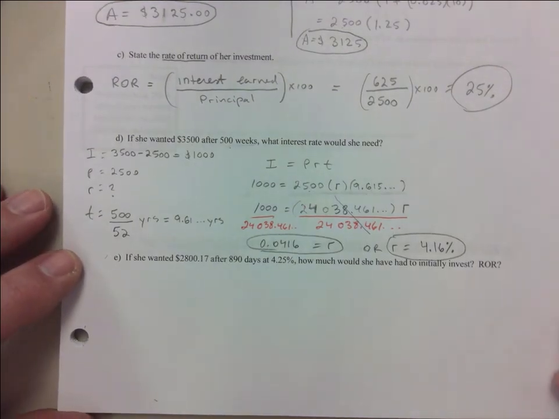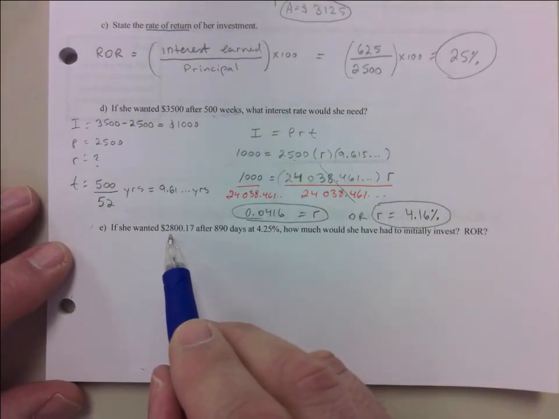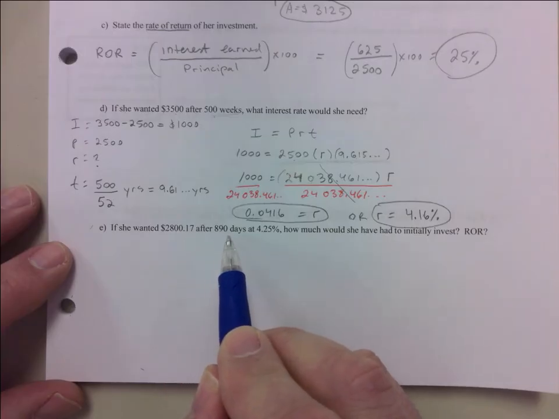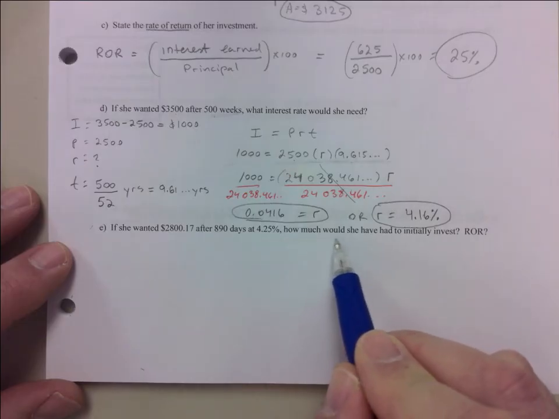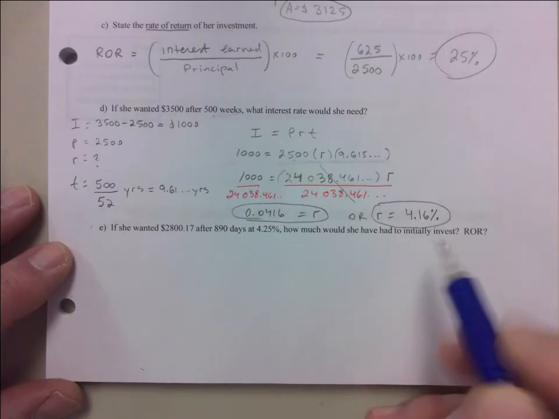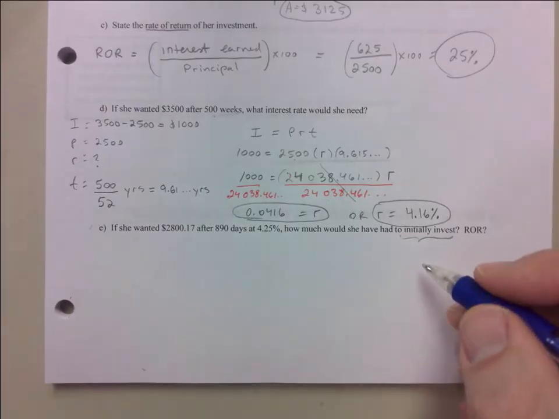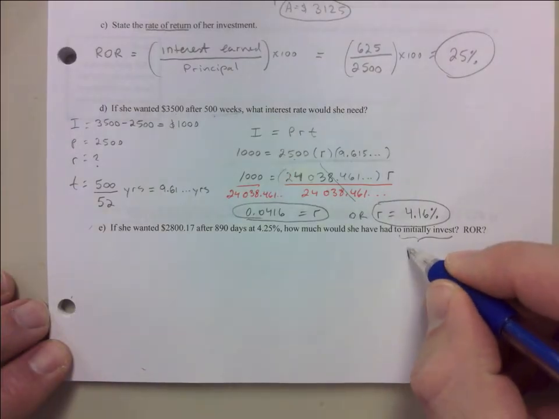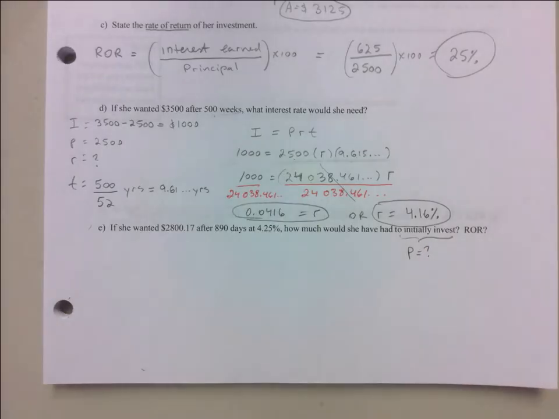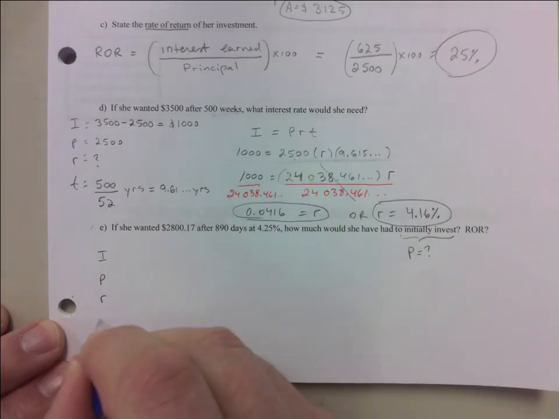Let's do one more. If she wanted 2,817 after 890 days at 4.25%, how much would she have had to initially invest? So what this right here, what is it asking me for out of all the letters? P, right? So sometimes it's just going to be like, boom, I know exactly what they're asking me for already without even starting it. So this is IPRT.